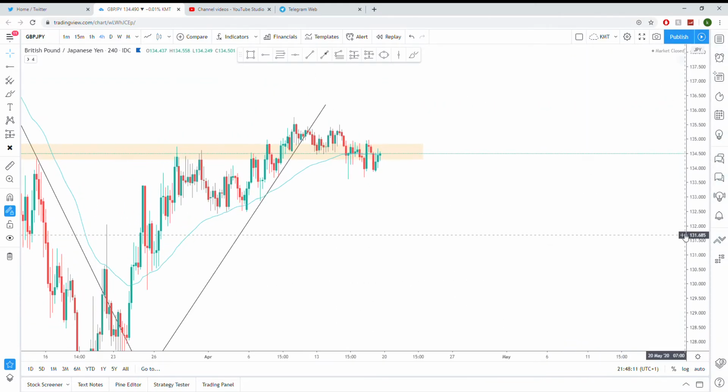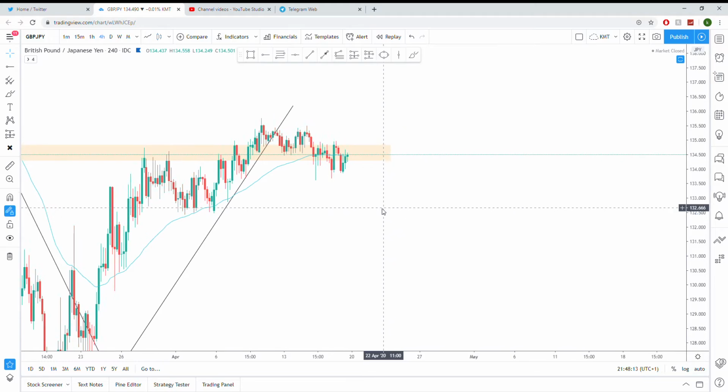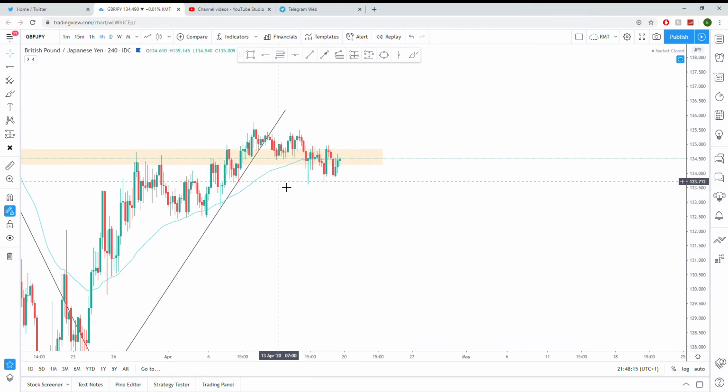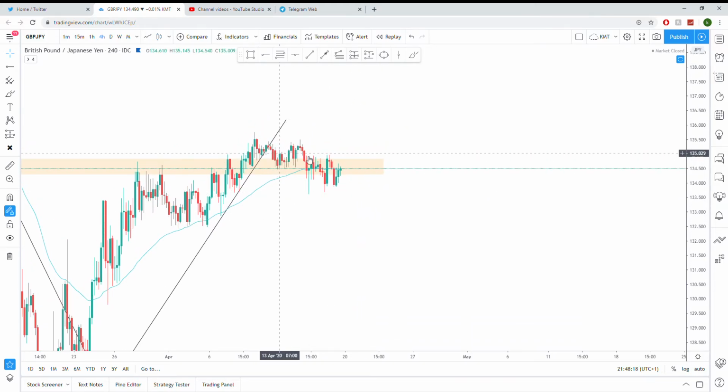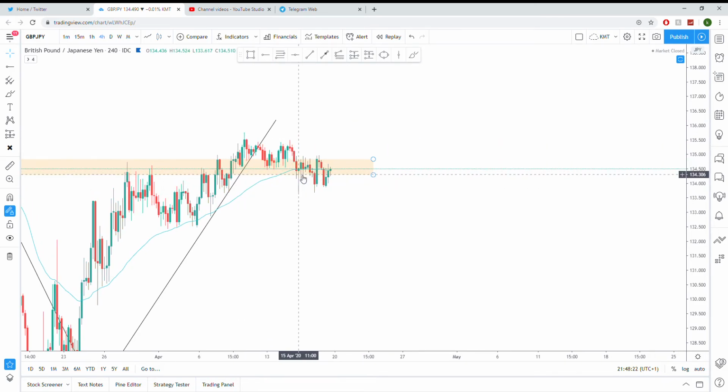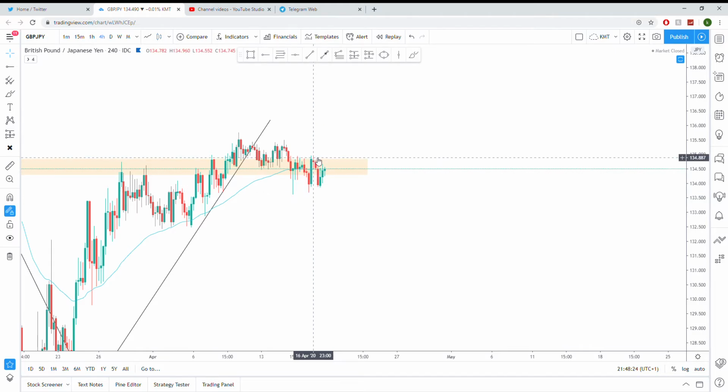Okay, so moving on to GBP JPY. Again, you see that there is momentum to the downside very vaguely. We can see that we've broken our uptrend. Push is towards the downside, but I'm noticing that we've broken some short-term structure to the upside.